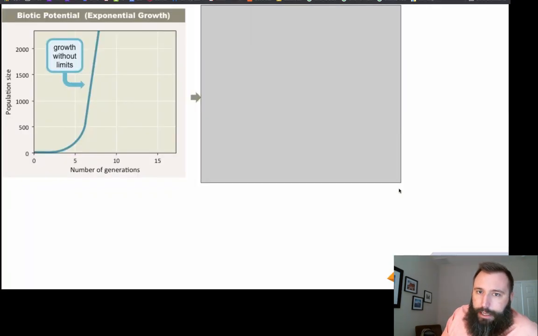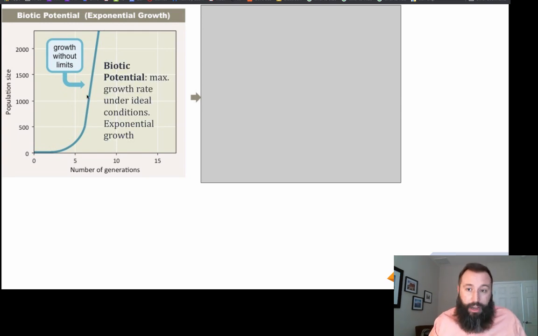All right, take a look at this. Remember our populations here that have high biotic potential, those are those r-selected species. Oftentimes we'll see exponential growth, and we're looking at a nice exponential growth model here on our screen. We'll call this line a J-curve. This is growth without limits. Remember, individuals that have high biotic potential, this is the maximum population growth rate available under ideal conditions. We'll see that exponential growth.